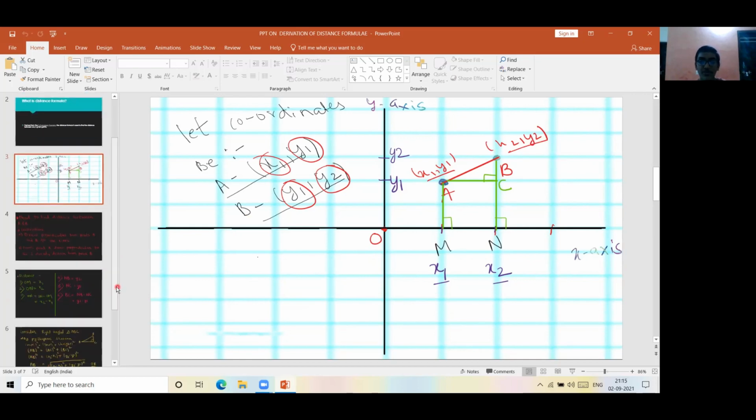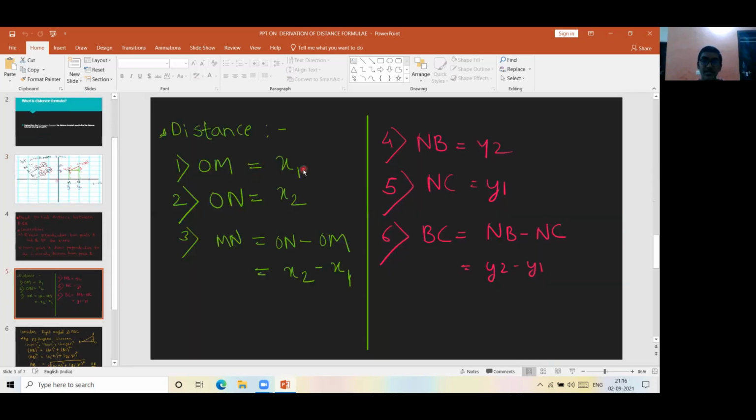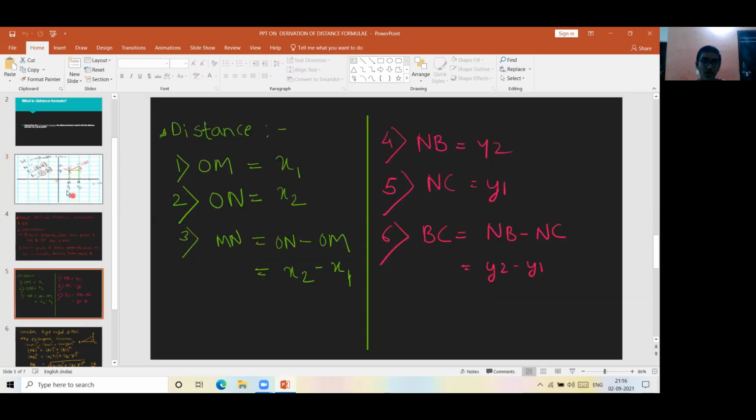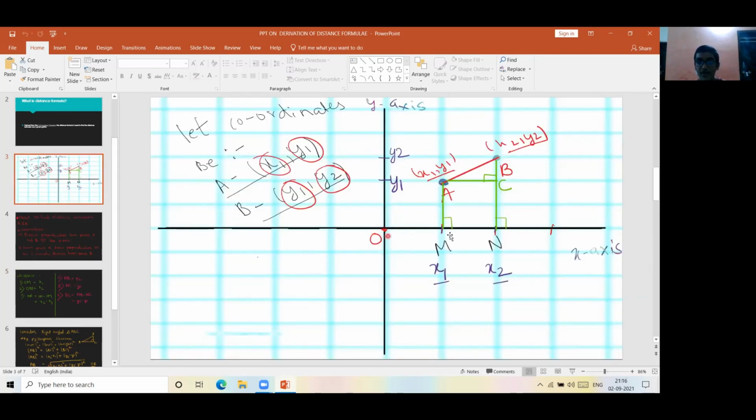Now first you should find the distances AM and BN from the coordinates. OM is x1: we are asked to find OM and here the coordinate is x1, so the distance OM is x1. Similarly for ON, in the figure the coordinate is x2, so the distance between O and N is x2.